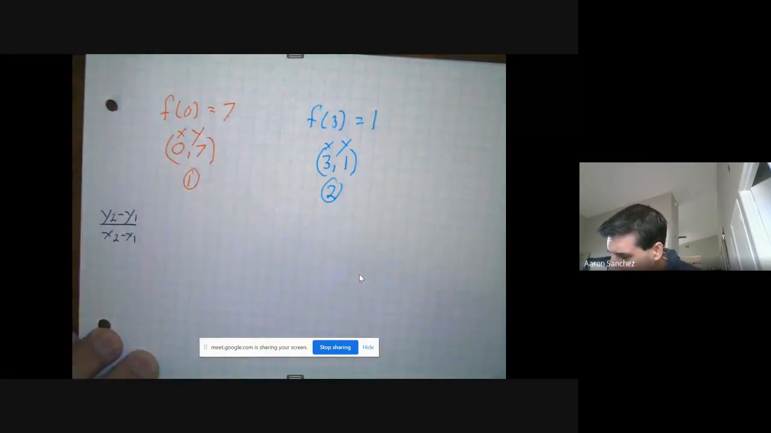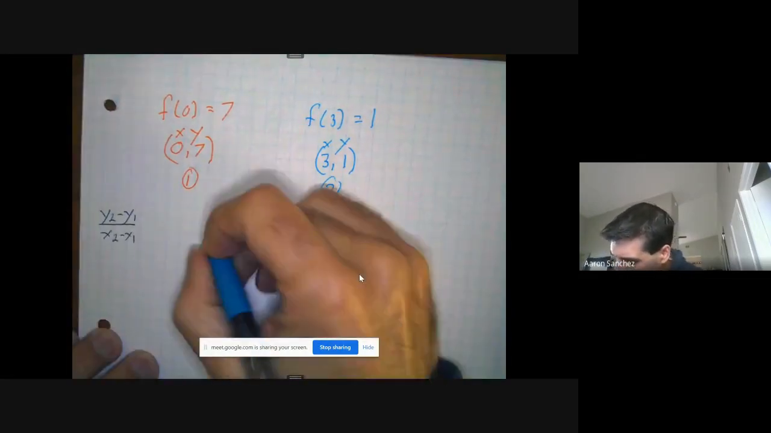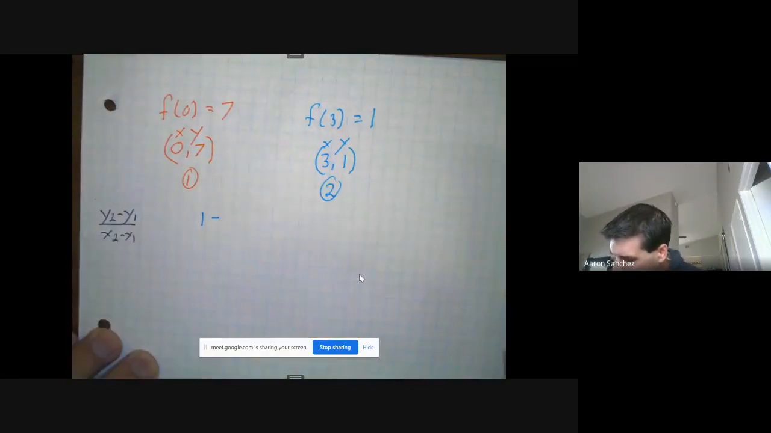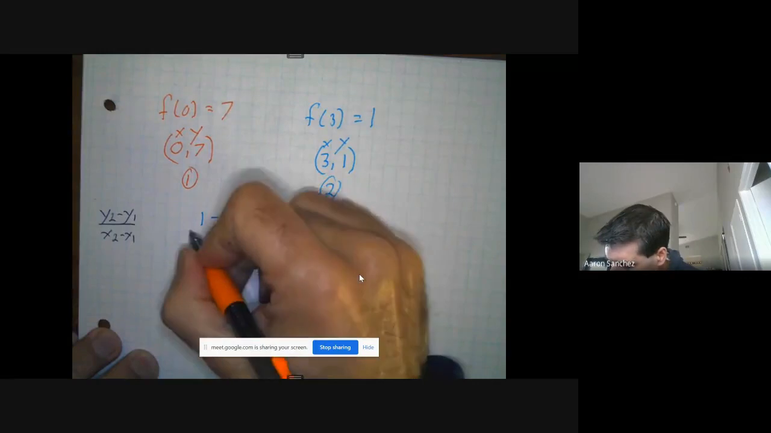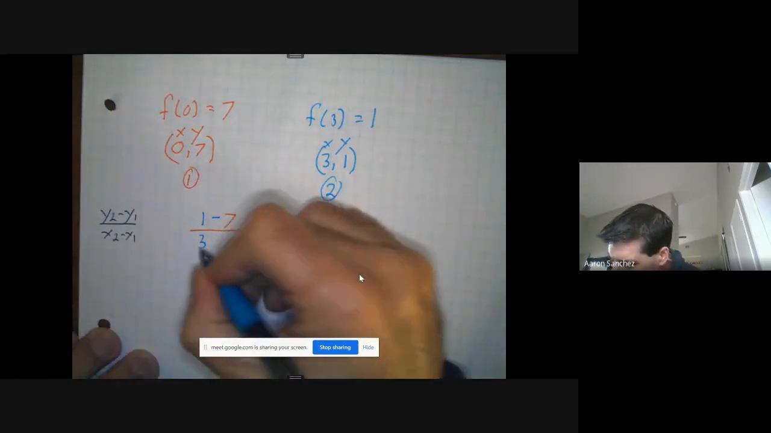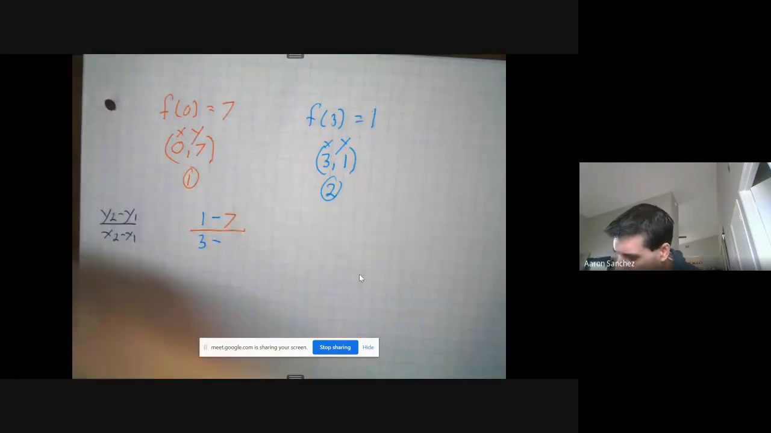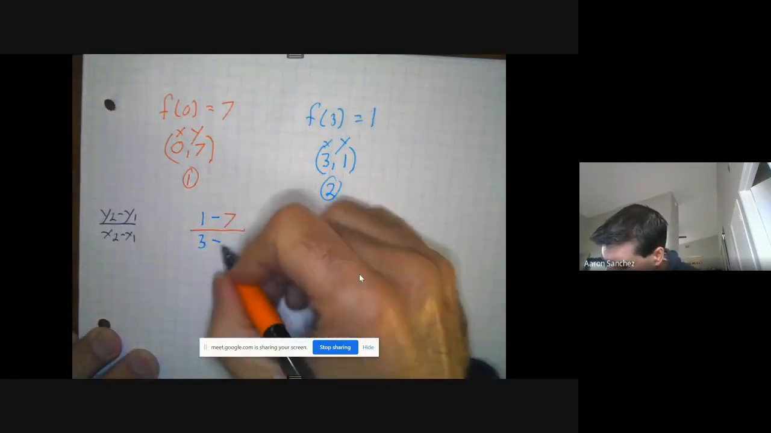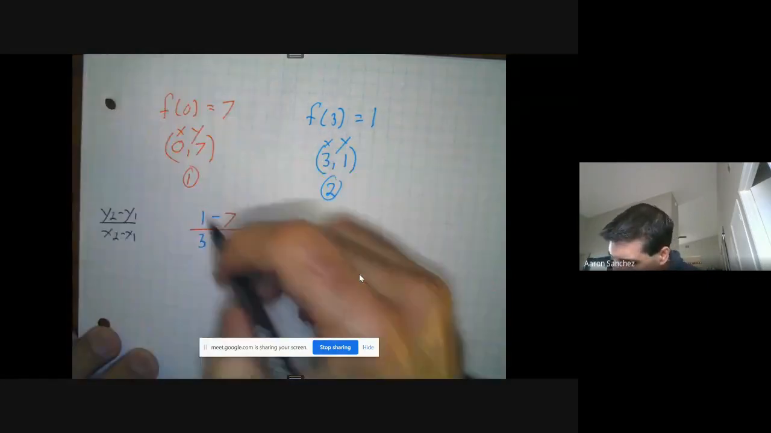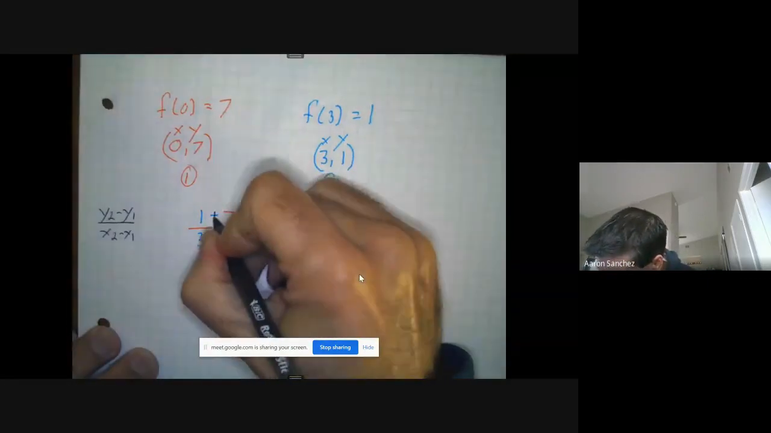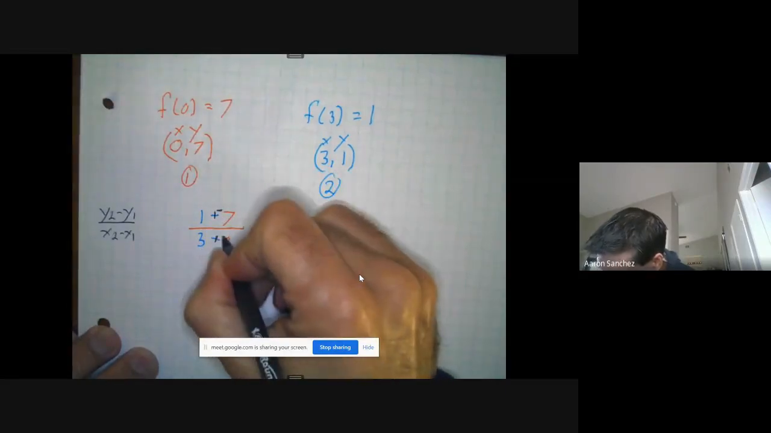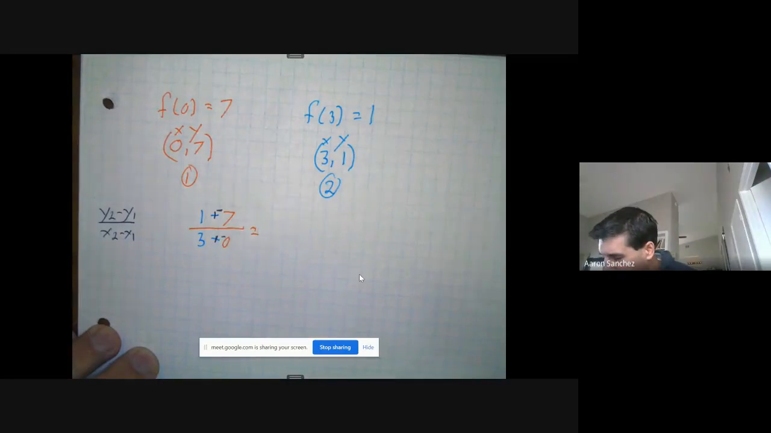So y2 is 1 minus y1, 7. Look, I'm doing it in different colors even. X2 is 3 minus x1, 0 equals, let's do the skip, change. Skip this, changes to positive, changes to negative. Skip this, changes to positive, even though it doesn't really matter. 0 is not negative or positive.